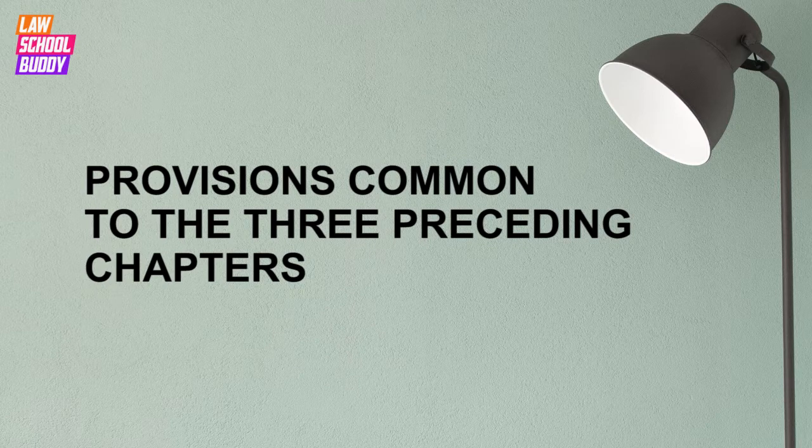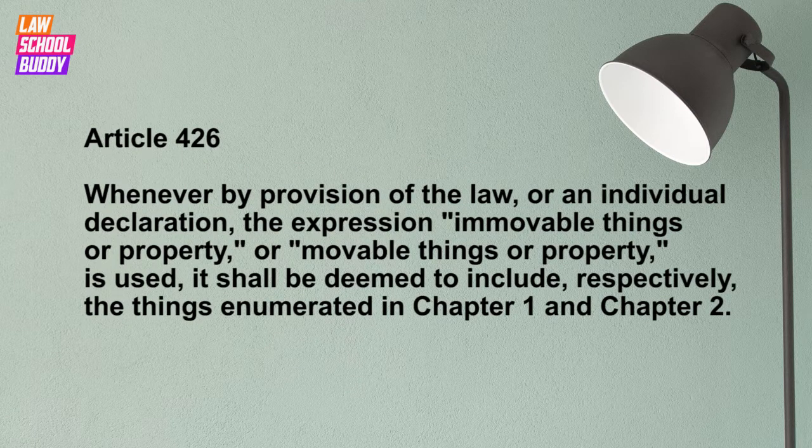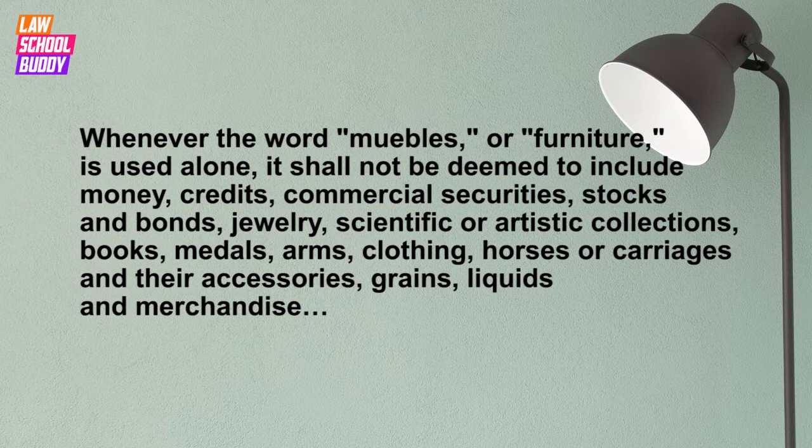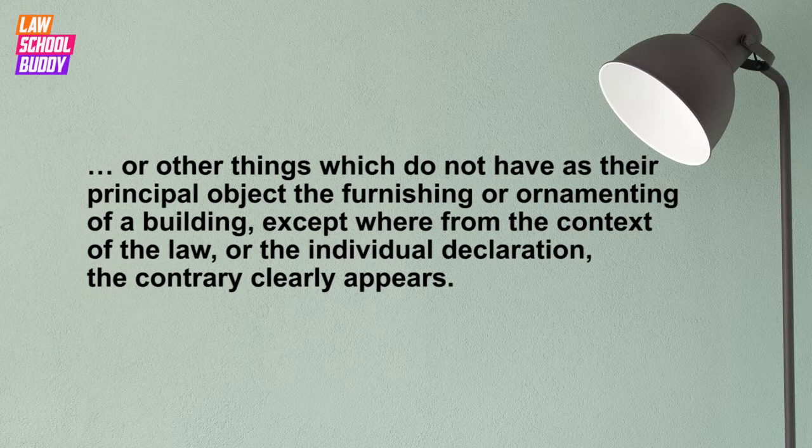Provisions common to the three preceding chapters. Article 426. Whenever by provision of the law, or an individual declaration, the expression immovable things or property, or movable things or property, is used, it shall be deemed to include, respectively, the things enumerated in Chapter 1 and Chapter 2. Whenever the word moveables, or furniture, is used alone, it shall not be deemed to include money, credits, commercial securities, stocks and bonds, jewelry, scientific or artistic collections, books, metals, arms, clothing, horses or carriages, and their accessories, grains, liquids and merchandise, or other things which do not have as their principal object the furnishing or ornamenting of a building, except where from the context of the law, or the individual declaration, the contrary clearly appears.